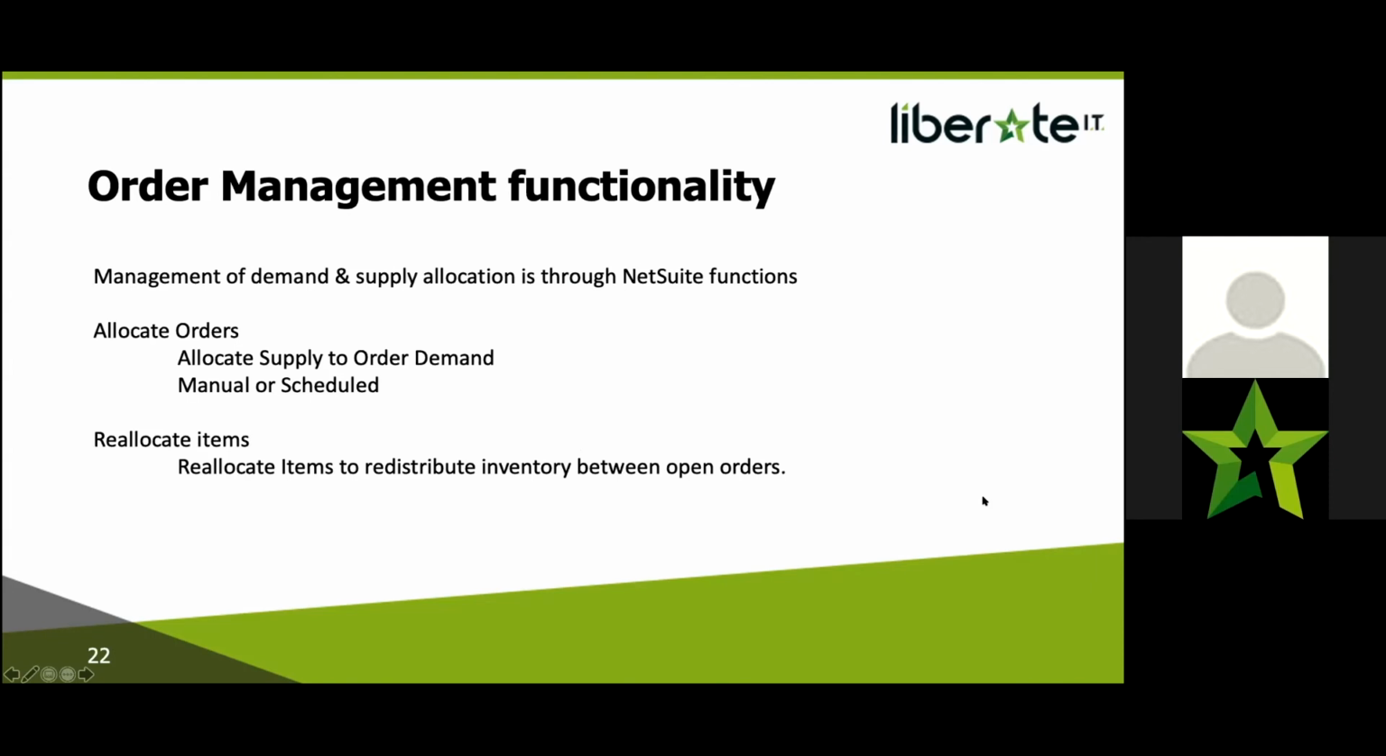We also get order management functionality. So the management of demand and supply allocations is through these two NetSuite functions. We have allocate orders, so that allocates supply to order demand, and this can be done either manually or it can be scheduled as a process. We also have reallocate items. We reallocate items to distribute inventory between open orders, and this is probably a function that a lot of you are already familiar with.